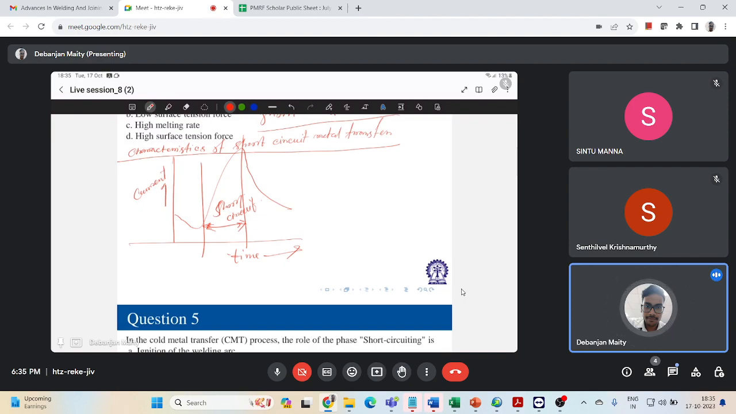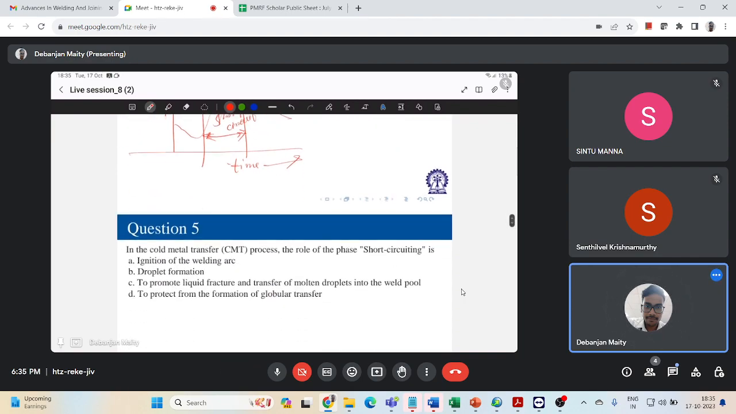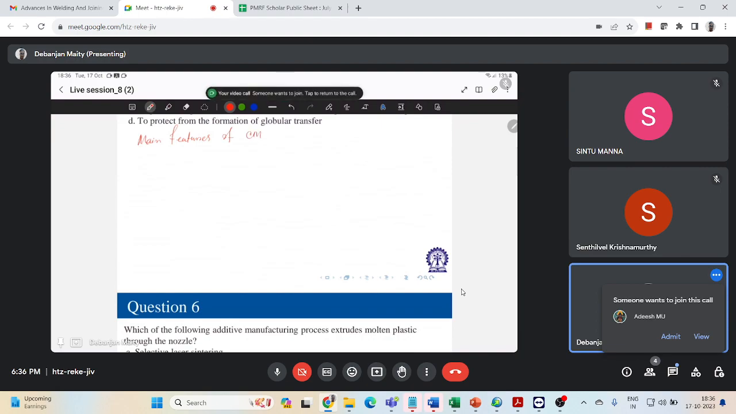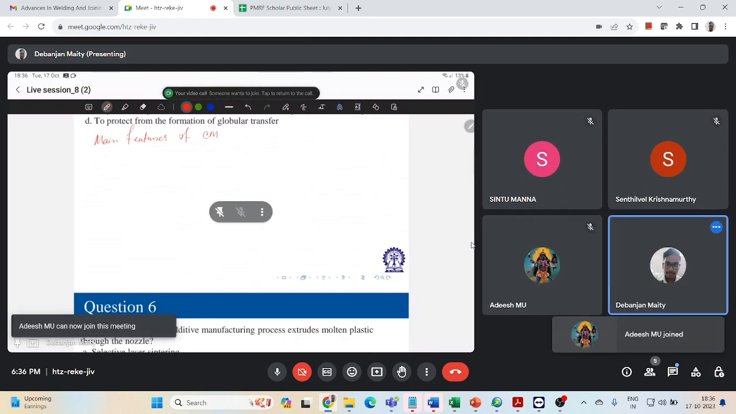Now, what are the main features of the CMT process? If you try to jot down what the main features of the CMT process will be.